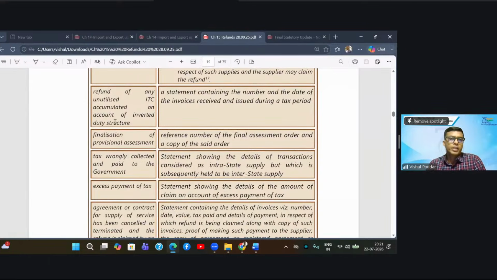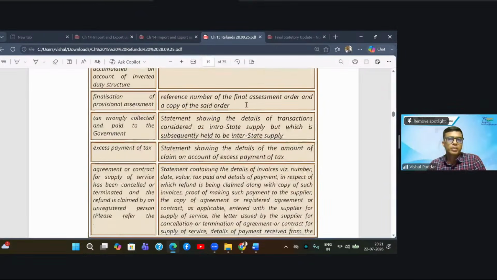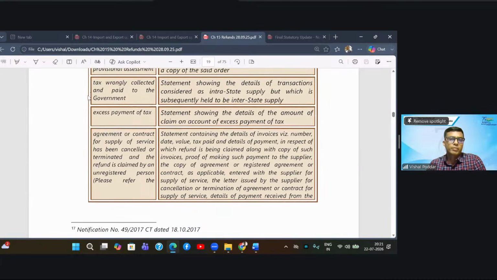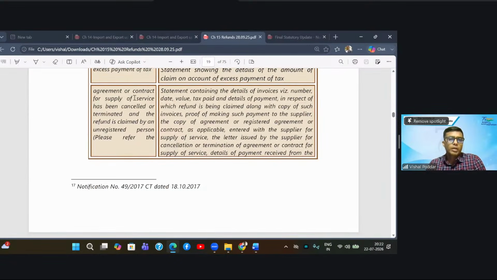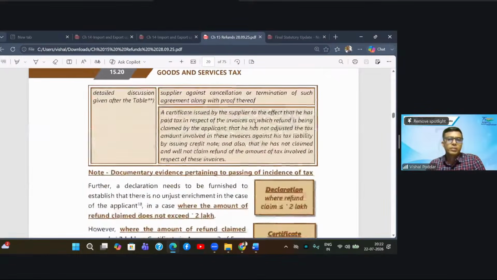Refund of unutilized ITC accumulated on account of inverted duty structure, you have to file a statement containing number and date of invoices received and issued. In case of finalization of provisional assessment, reference number of final assessment. Tax wrongly collected and paid, statement showing details of transactions considered as intrastate supply but which becomes interstate supply. Excess payment of tax, statement showing details of amount of claim of excess payment. Agreement or contract for supply of services cancelled. So you paid tax in advance, but later on it was cancelled. Statement containing details of invoice numbers, date, value, tax paid details in respect of which refund is claimed. All these things have to be filed.